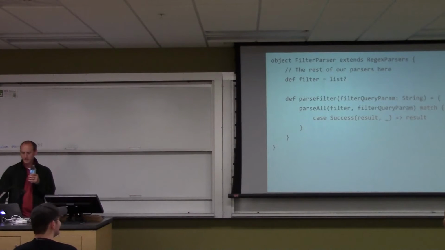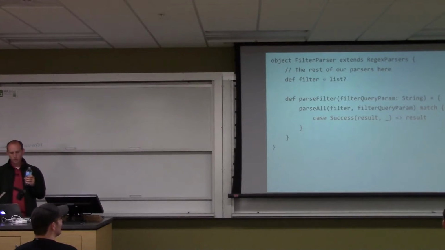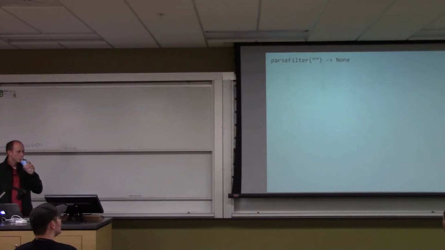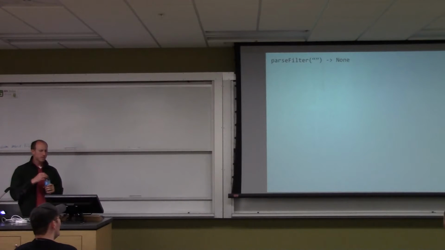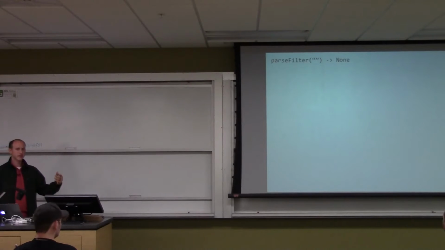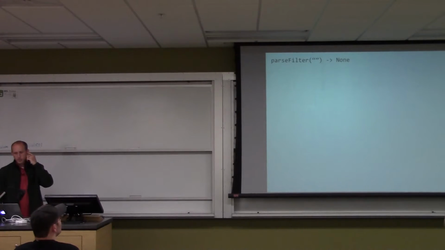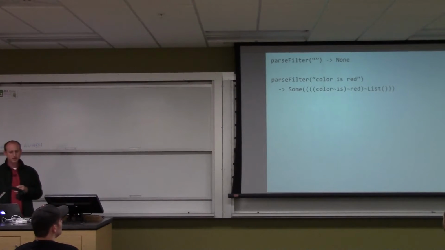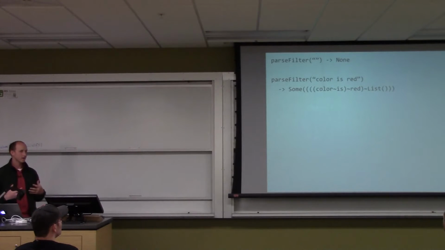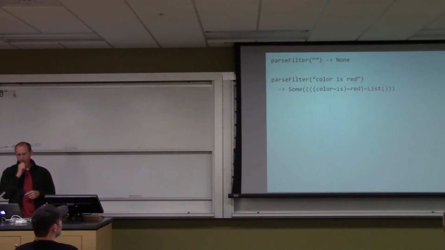Say we call our parse filter method and pass it some different things. If we pass it the empty string, which is totally valid if they're not filtering on anything, then we get None. That's pretty sensible output. But if we pass in color is red, it's kind of interesting what we get back. We get Some, to indicate that we had a successful parse here. And it's kind of hard to really see what is in Some, so let me break it out for you.